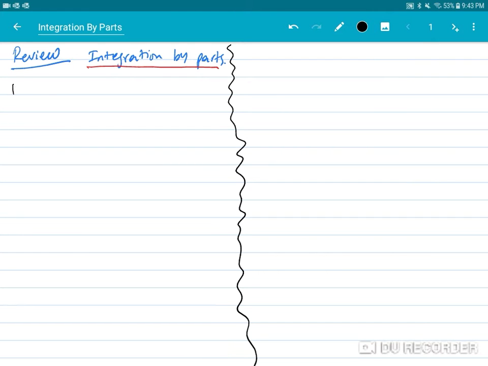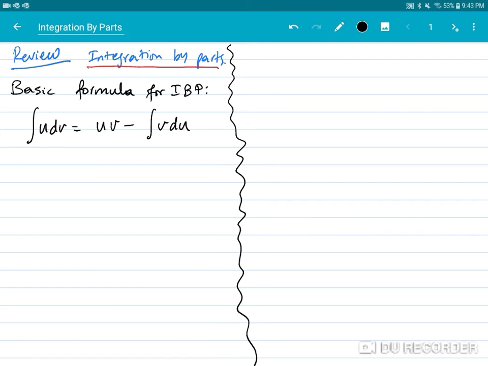So the basic formula looks like this. It is the integral of u dv equals uv minus the integral of v du. We saw in class how we can obtain this formula by trying to understand or walk back the product rule of derivatives. I'm not going to spend time on this.